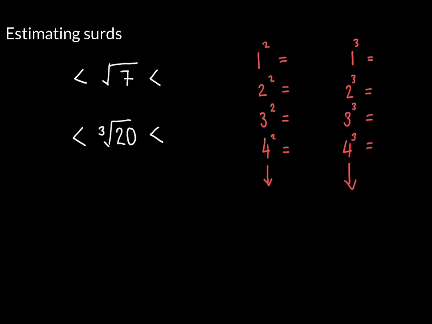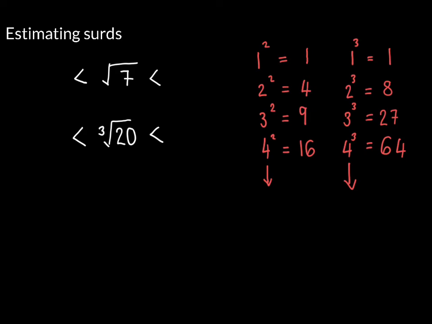Okay, so I'm going to write down the answers quickly. We know that 1 squared is just 1 times 1, which is going to give us 1. 2 squared is 4. 3 squared is 9. 4 squared is 16. And then 1 cubed is also going to be 1 because that's just 1 times 1 times 1. 2 cubed is 8. 3 cubed is 27. And 4 cubed is 64.